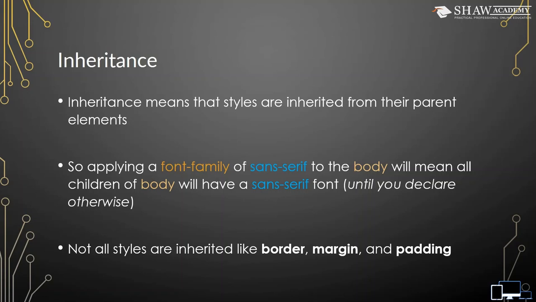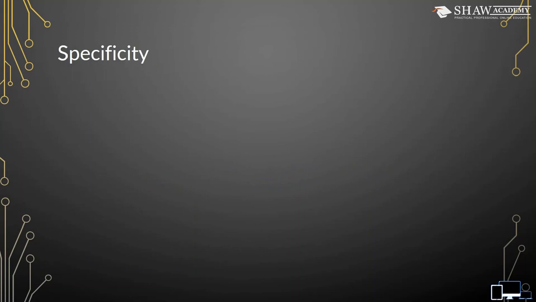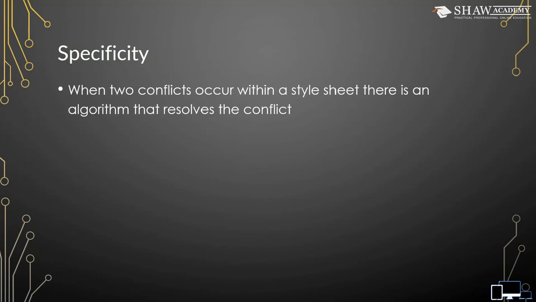Now, another thing we have to talk about is specificity. All right, specificity. So here's another part of CSS. When two conflicts occur within a style sheet, there is an algorithm that actually resolves that conflict. Now, that algorithm will look at how specific the rule is. So that's the way we're looking at this: specificity, how specific the rule is.